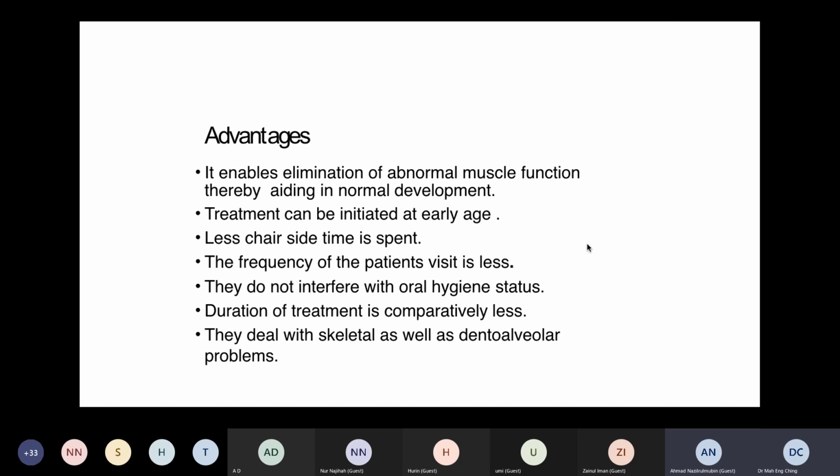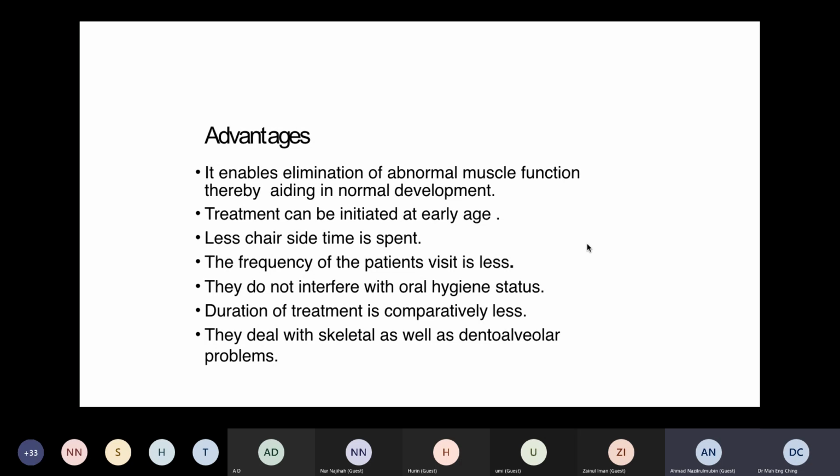So what are the advantages of this myofunctional appliance? It enables the elimination of abnormal muscle function, thereby aiding normal development. Like I said, with this functional appliance you pull away the muscle, so the muscle cannot give any forces to the teeth, and therefore hopefully the jaw will develop in normal conditions. The treatment can also be initiated at an early age. We know fixed appliances are usually put on when the patient has permanent dentition, at about 12 years old. Before that, we usually wait and observe.